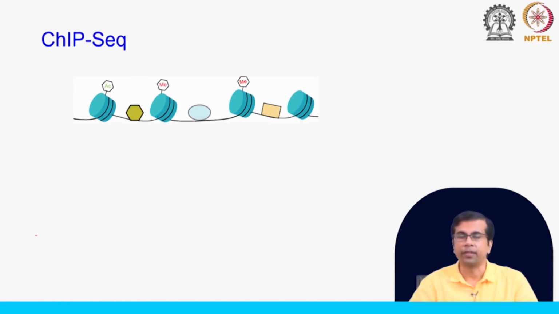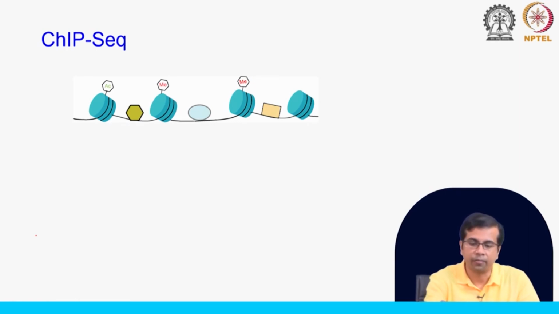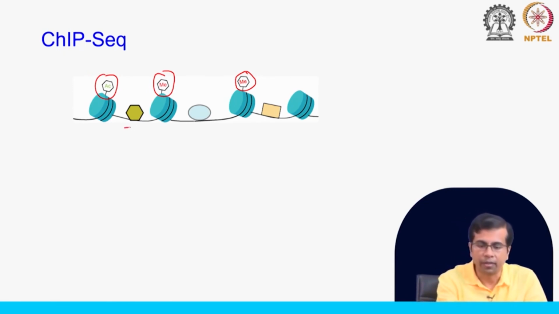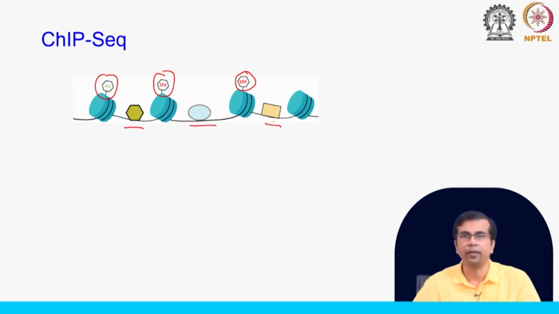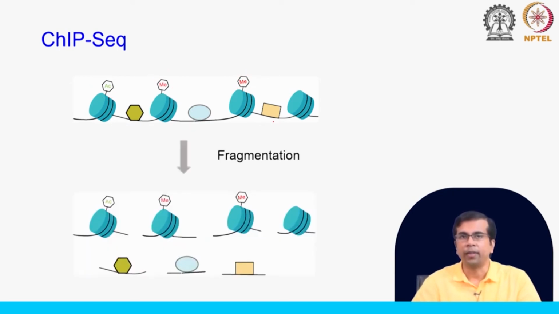Okay, so let us move on to this animation, so you will understand this process better. What you have is this DNA. You can see these histones and their modifications on top. For some histones you have methylation, some acetylation, just for illustration purposes. And then you also see certain proteins that are bound to DNA. These could be transcription factors or other proteins. The process remains the same. We do the cross-linking, and then we have the fragmentation.